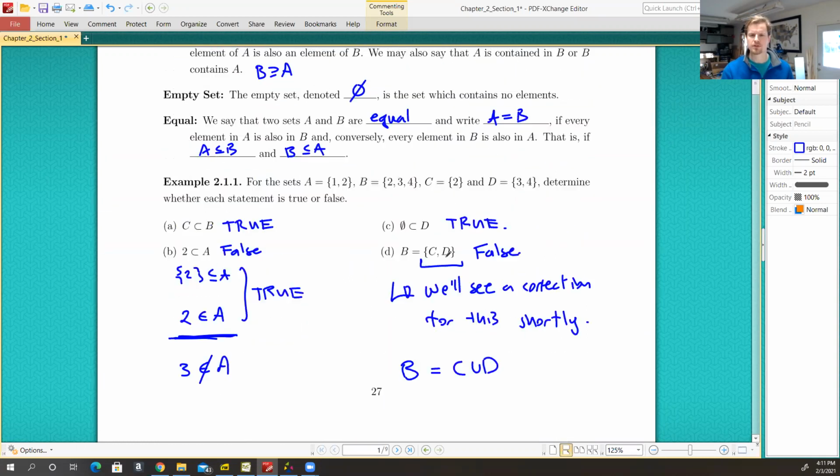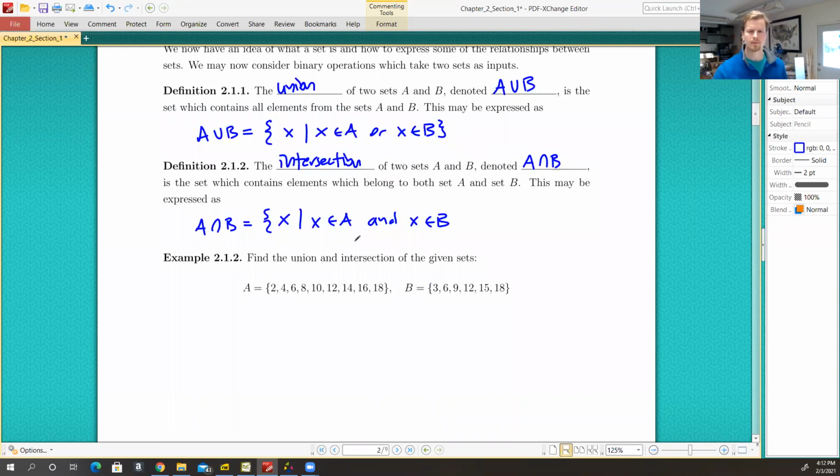So if I were to return back to this example and say, well, what's the intersection of sets C and D? Well, they have nothing in common. There is no element that belongs to both C and D. 2 does not belong to D. 3 does not belong to C. 4 does not belong to C. So there's nothing in common. Their intersection is empty. Let's make sure we complete the notation for set builder notation there.